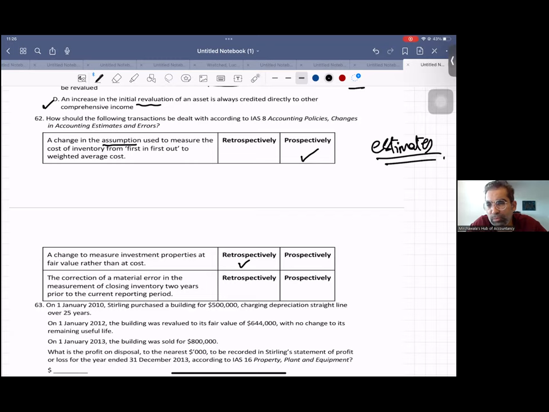Then the correction of a material error in the measurement of closing inventory 2 years ago. Yes, this is a prior period error. Prior period errors must also be adjusted retrospectively. So the answer, point for point: the first one is prospectively, and the last two are retrospectively.